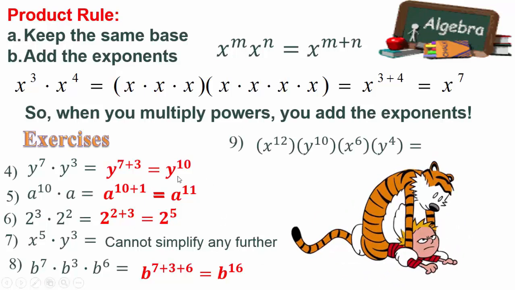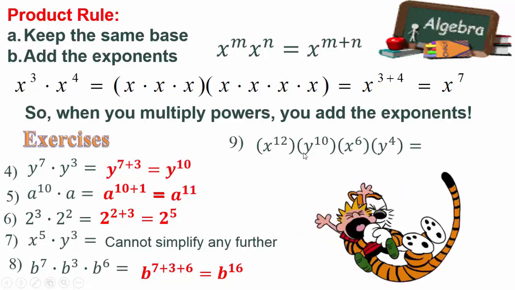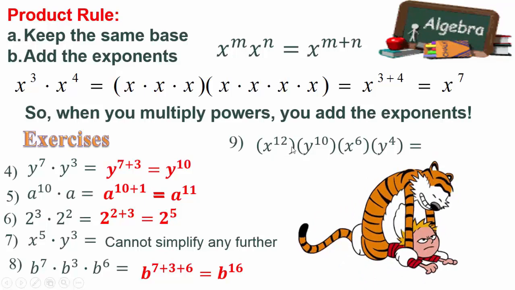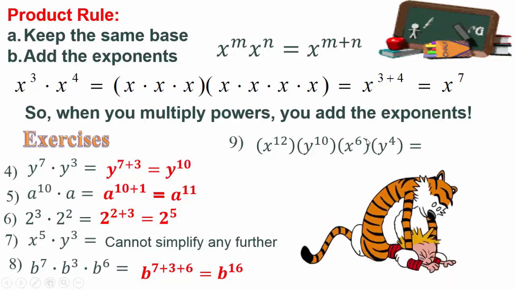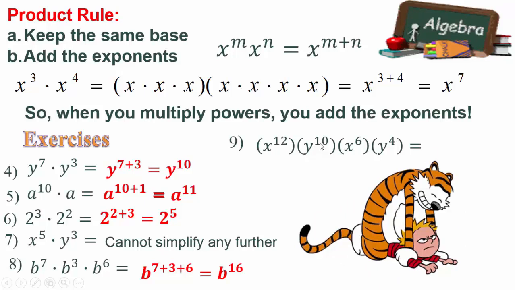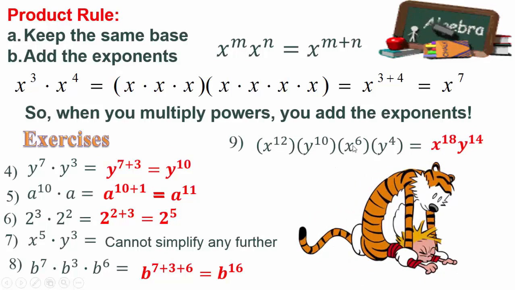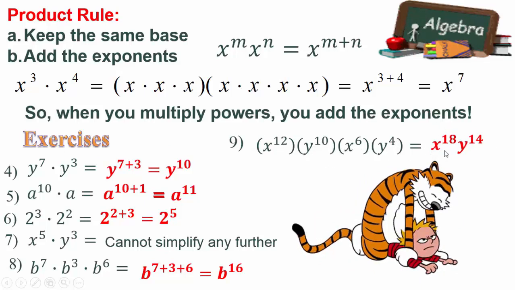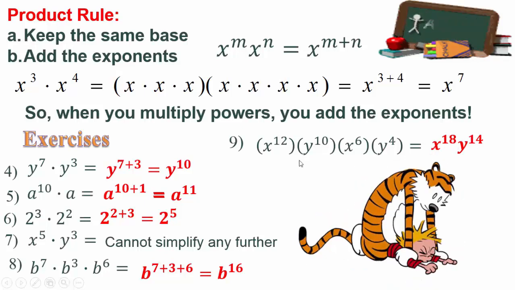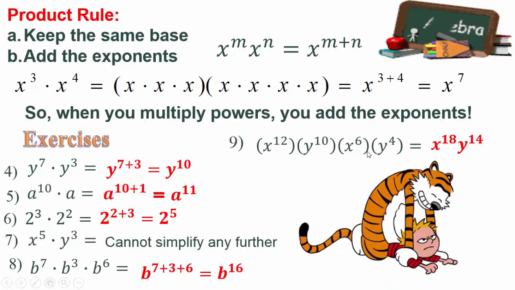And then in example number 9, again, you want to be very careful of your bases because here we have x's and here we have y's. So we can add up our x's, 12 plus 6, and then our y's, 10 plus 4. So that means our x's add up to 18, so that's x to the 18th, meaning the power on our x's. And the power on our y's adds up to 14, and we cannot simplify this any further.